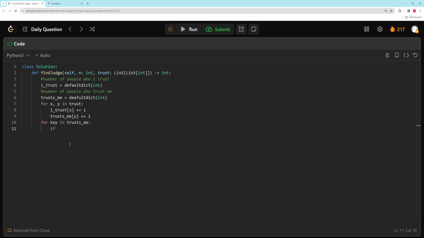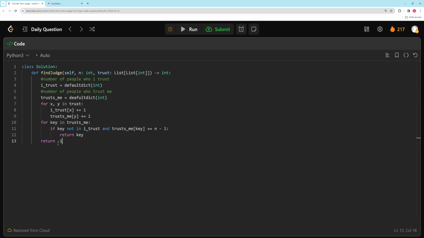So we can say if key not in I trust, right? Like that person should trust no one. So if key not in I trust, and trust me of key has to equal n minus 1, right? So if there's 3 people, then 2 people have to trust that judge. So this has to be n minus 1. Then we can just return that key. And remember, there can't be multiple judges, because you would never be able to satisfy those conditions. Otherwise, you can just return -1.